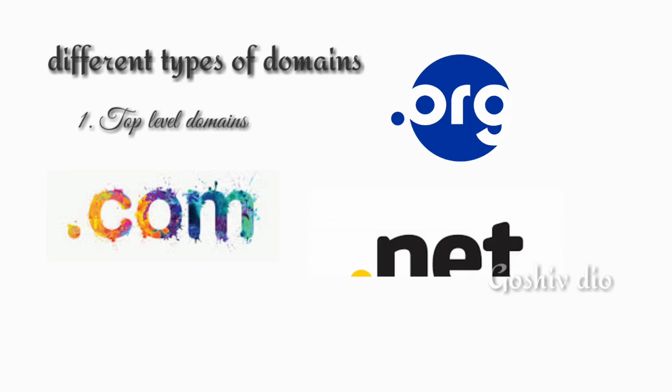1. Top-level domain, TLD. Top-level domains, or TLDs, are generic domain extensions that are listed at the highest level in the domain name system. There are hundreds of TLDs, but the most popular ones are .com, .org, and .net.